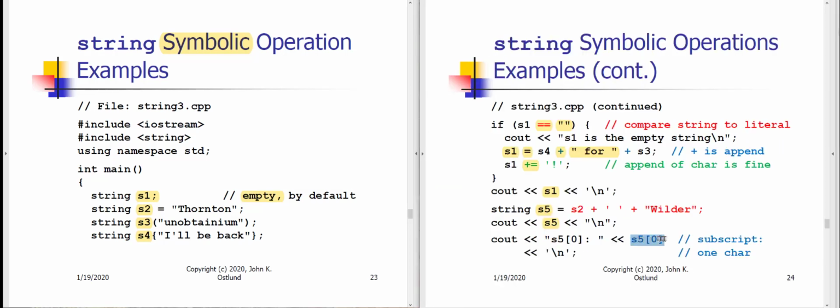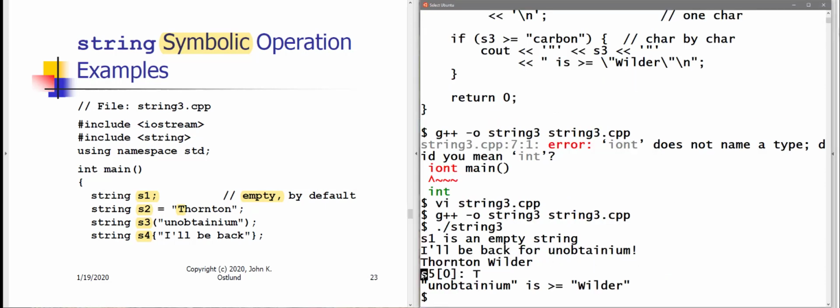You can subscript within a string object using the square bracket subscript notation. The individual chars within the string object are subscripted from 0 up to 1 less than whatever the size of the string or the length of the string is. So S5 sub 0 is going to be the capital T at the beginning of S5. And indeed, that's what we see. So S5 sub 0 is capital T.